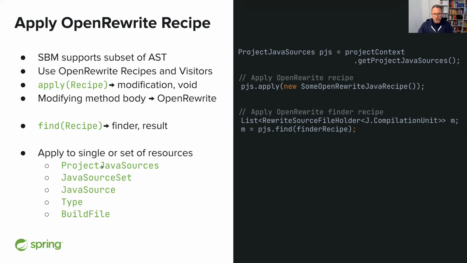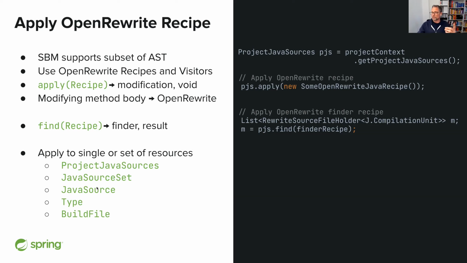Depending on which level or on which resource representation you call these methods, the set of resources that are provided to the migration differs. Project Java sources, all Java sources will be provided to this recipe. Java source set, which is, for example, representing all sources in some module source main Java, just takes these files.